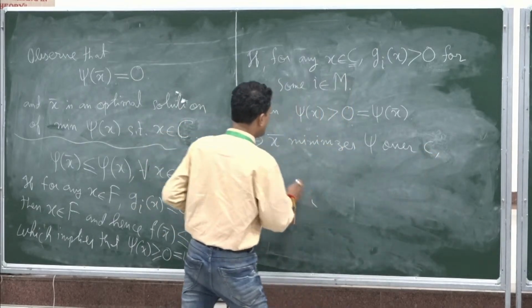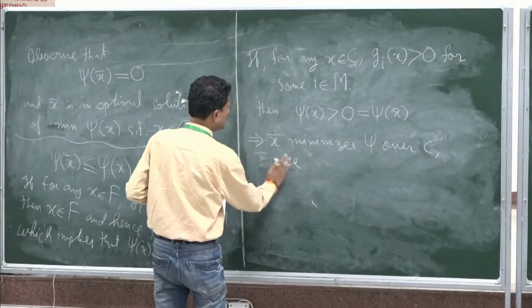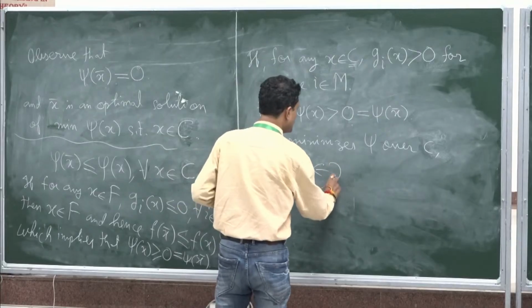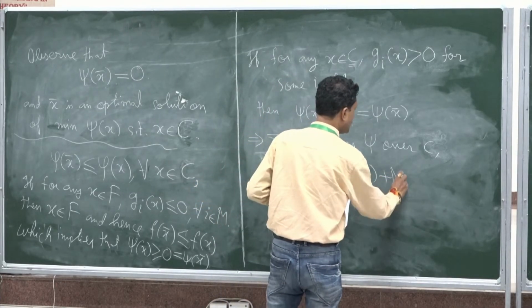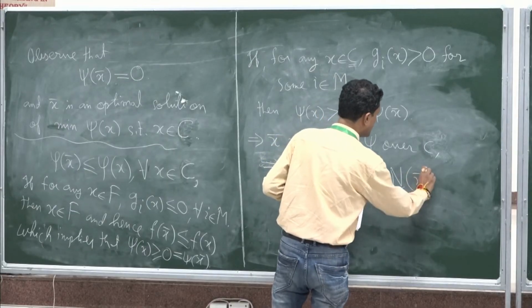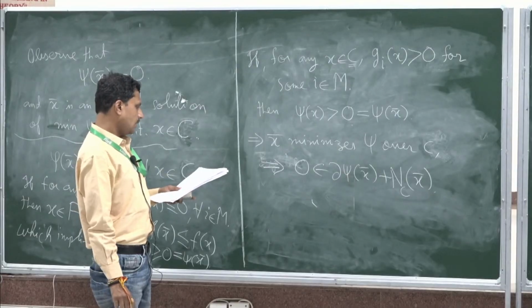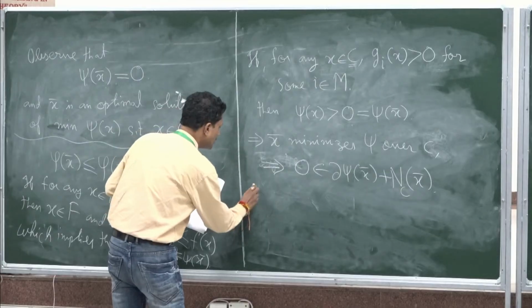So by the optimality condition, we can simply write that this implies 0 belongs to the subdifferential of phi at x bar, and we can add the normal cone to C at x bar, right?